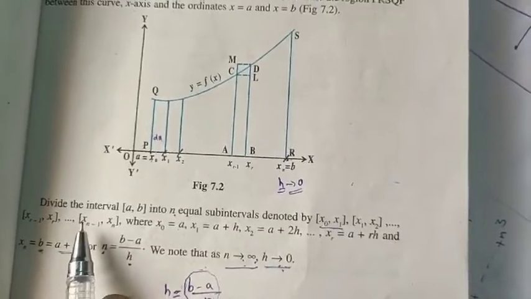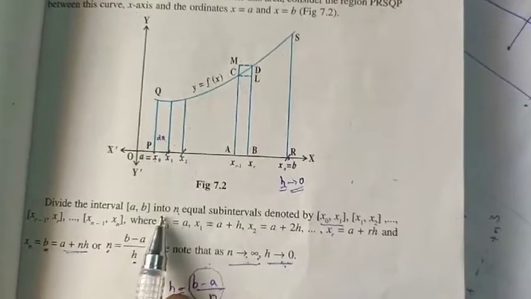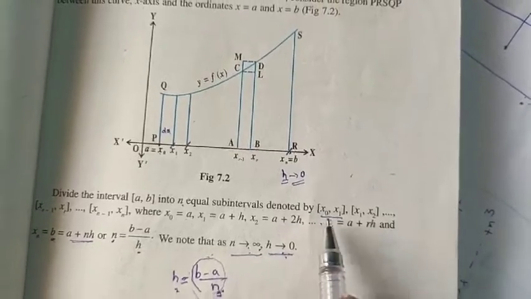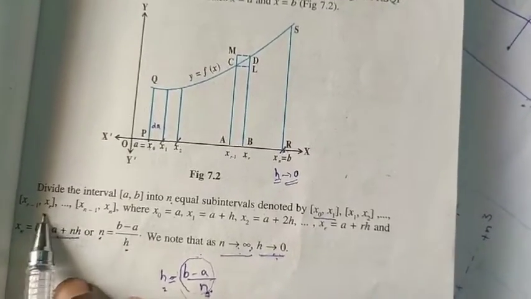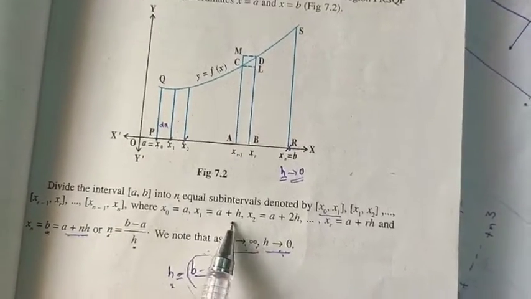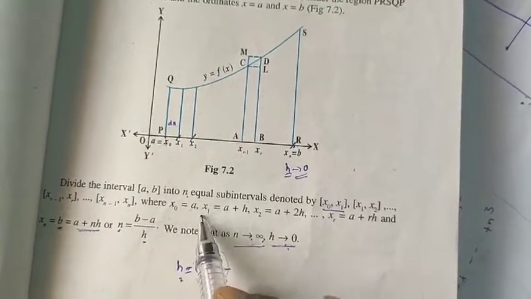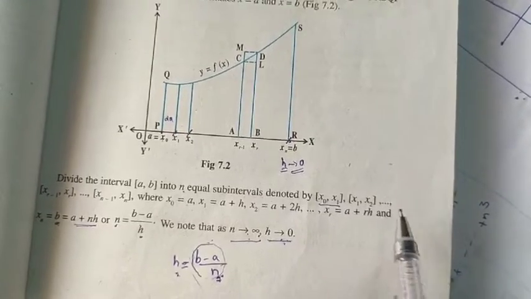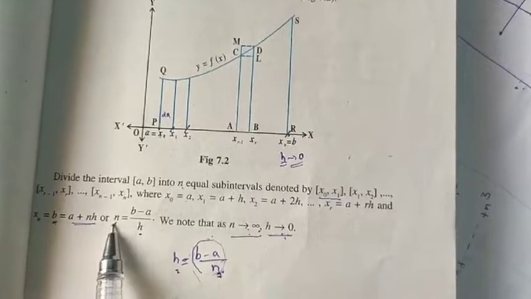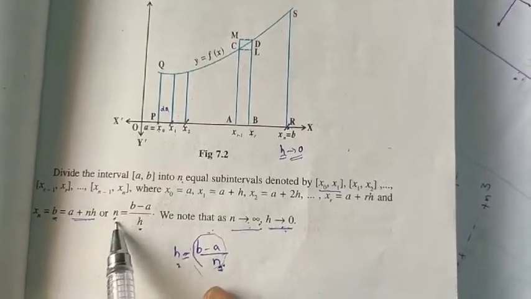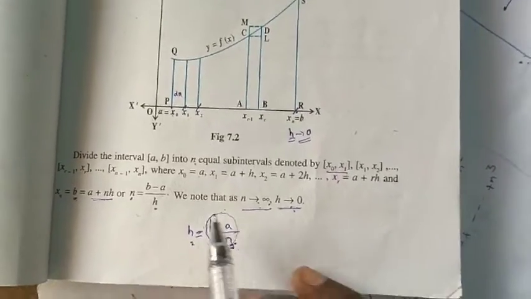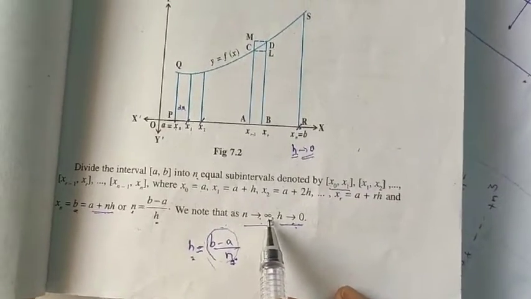In our book, it is given clearly that the given interval a to b is divided into n equal subintervals denoted by x0, x1, x2, and so on up to xr minus 1. See, what is x0? x0 is the starting value a. Next value a plus h, a plus 2h. See, they are all like arithmetic progression values. At last, xn is equal to b, which is a plus nh. From here, we can make n the subject or h the subject. If you make n the subject, n is b minus a by h, and h is b minus a by n. We have to note that n tends to infinity.